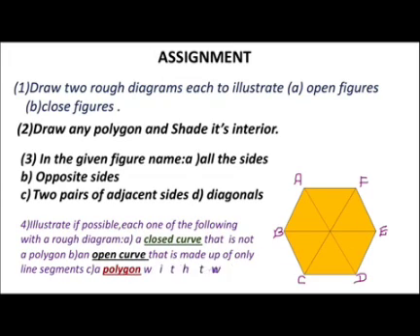Now, illustrate if possible each one of the following with a rough figure. What we mean is, use figures to represent if possible, children. Illustrate if possible each one of the following with a rough diagram: a closed curve that is not a polygon, an open curve that is made up of only line segments, and a polygon with two sides. Think properly and answer.